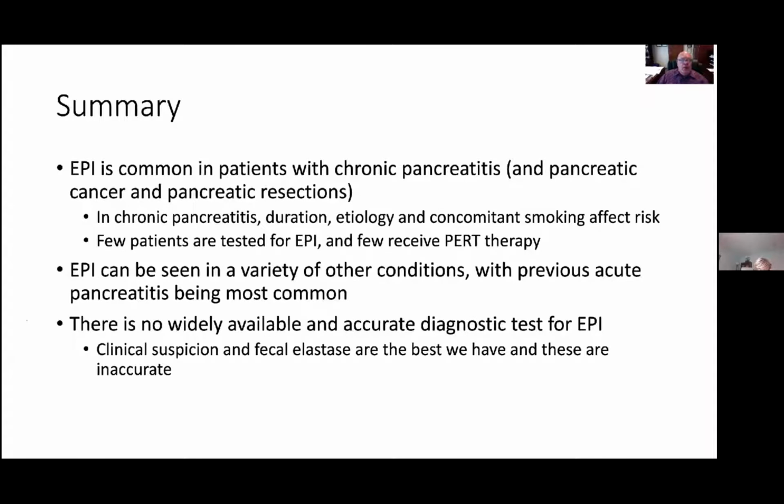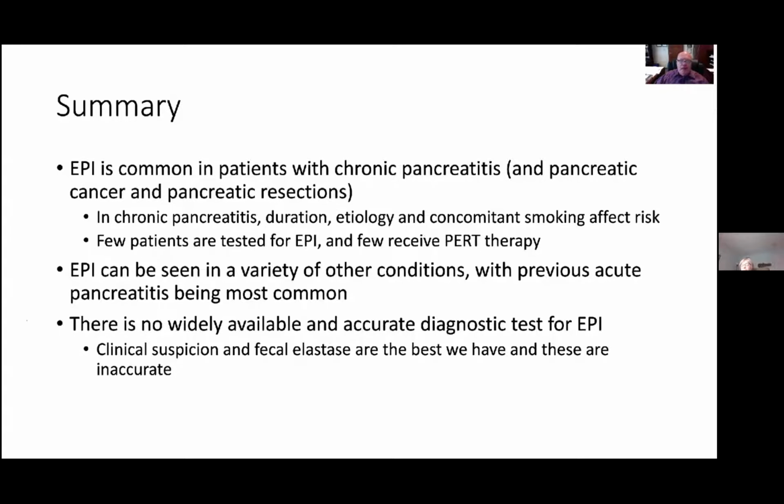So just to summarize, exocrine pancreatic insufficiency is common in patients with chronic pancreatitis and these other diseases that I mentioned. We know that it's helpful to treat patients. We know how to treat patients. We know what the dosage is, but unfortunately, despite all that, few patients are tested and fewer receive PERT therapy, even in patients with chronic pancreatitis who we believe, based on the duration and etiology of disease, might be a particular risk for this.